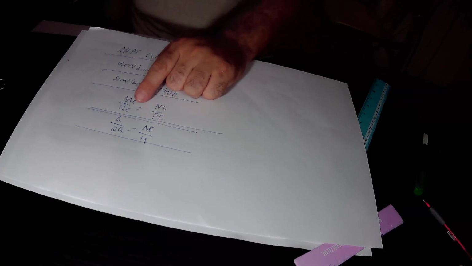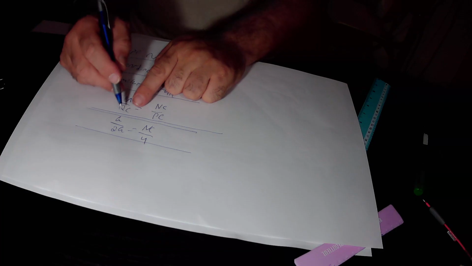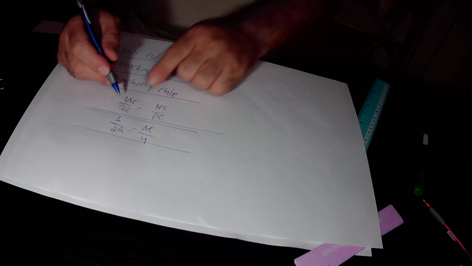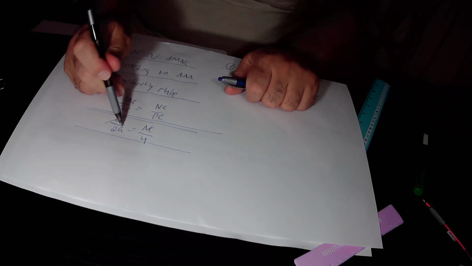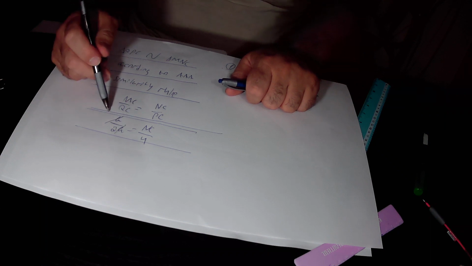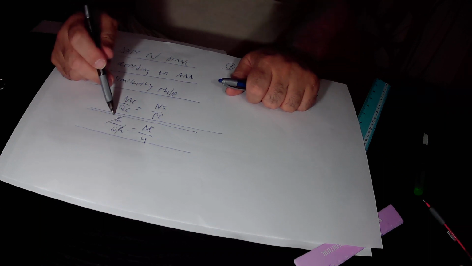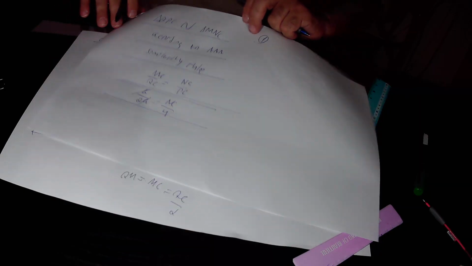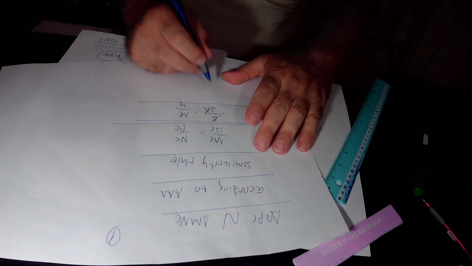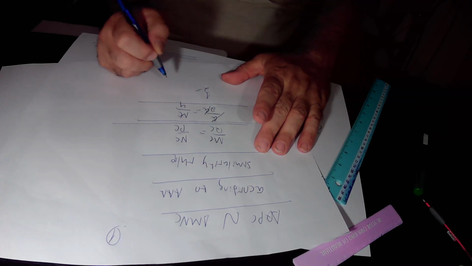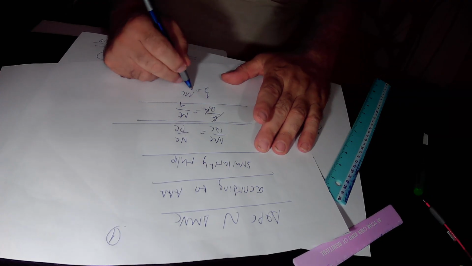So here we have A in the numerator and A in the denominator, so A will get cancelled. After we cancel A, we are left only with 1 half. So 1 half equals NC over 4.